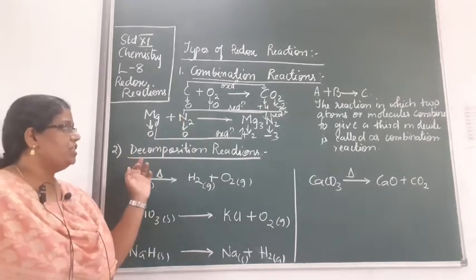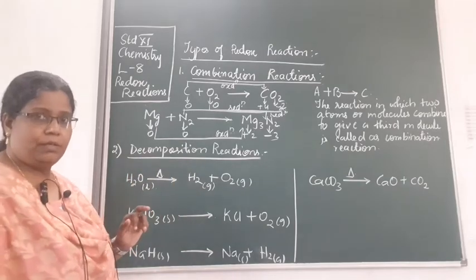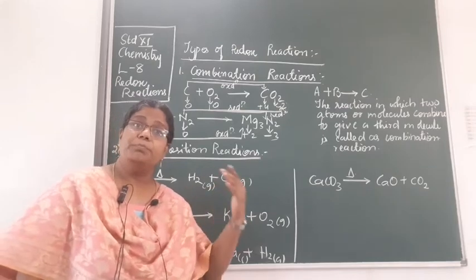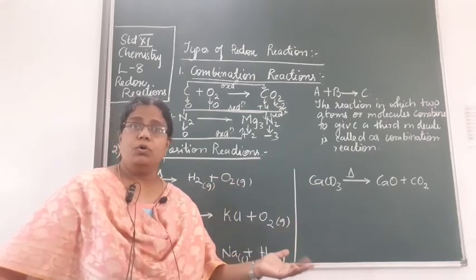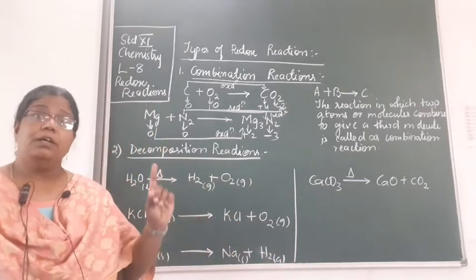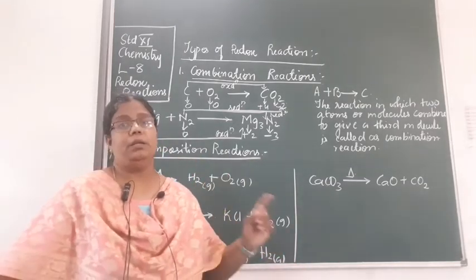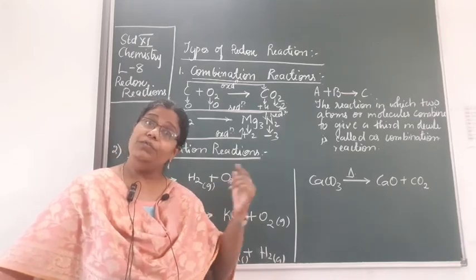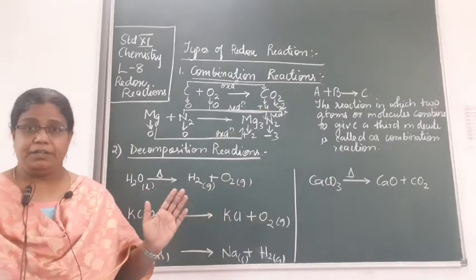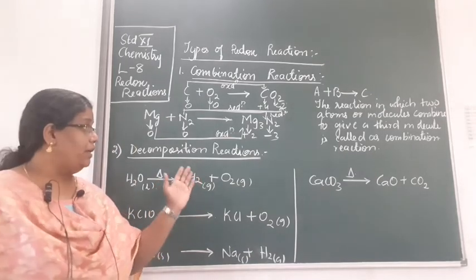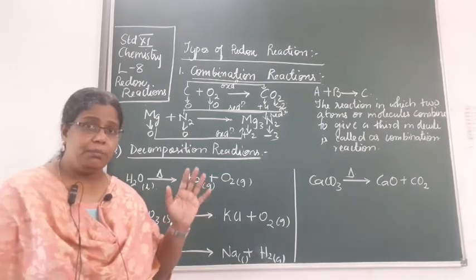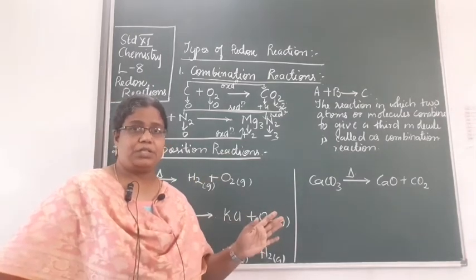Second type of reaction is decomposition reaction. In a decomposition, as the name suggests, the bigger molecule is broken down into two or more smaller products in such a way that one of the products should be in the elemental form. Then only it will be called a decomposition redox reaction. Every decomposition reaction you cannot say is a redox reaction. All decomposition reactions are not redox reactions.